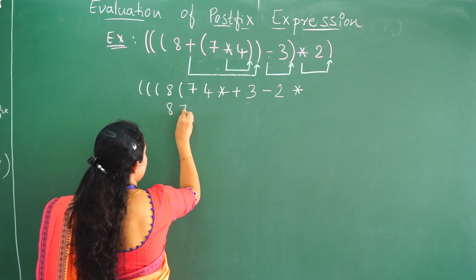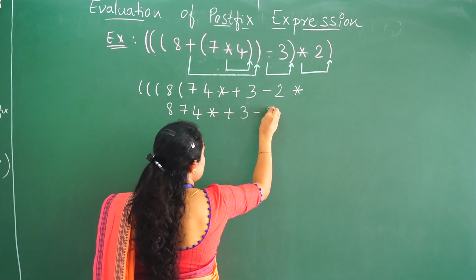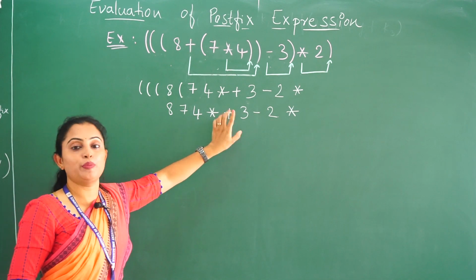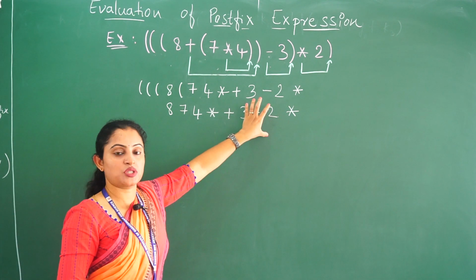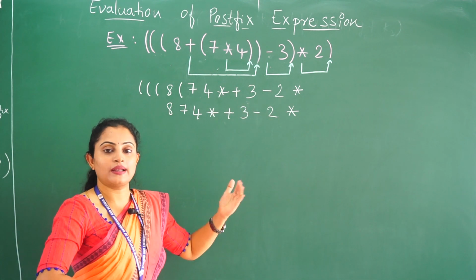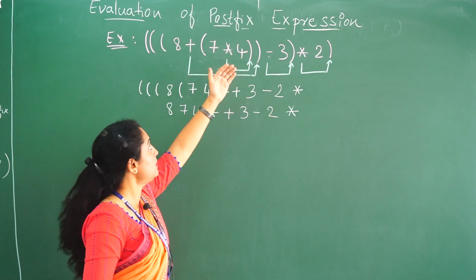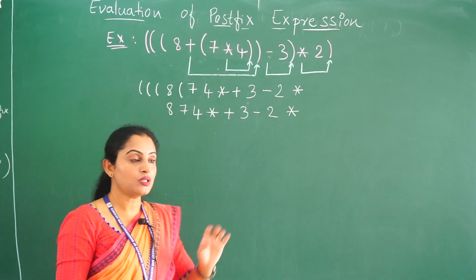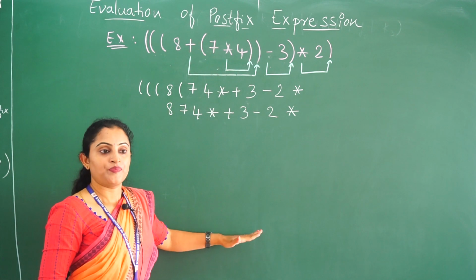Let's eliminate them: 8, 7, 4, asterisk, plus, 3, minus, 2, asterisk. So this is the obtained postfix expression. Now in an examination, if a postfix expression is given directly and they ask for evaluation of the postfix expression, we can do it directly. If the infix expression is given and they ask for evaluation of the postfix expression, then we have to convert the given infix expression to postfix, and then evaluate.